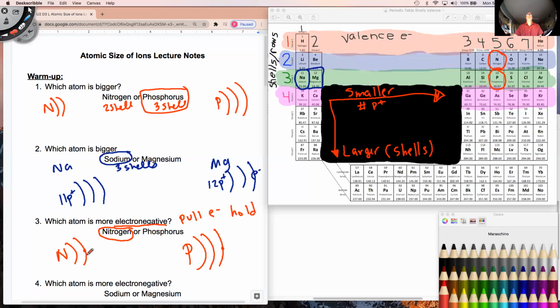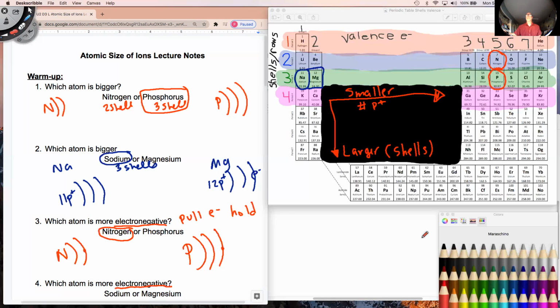So nitrogen is going to be able to hold on to the electrons stronger. So nitrogen is more electronegative. And the same is going to hold here. It's kind of like which one is smaller. Whichever atom is smaller is more electronegative because it's holding onto the electrons.